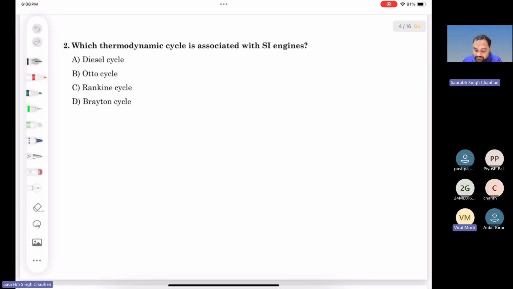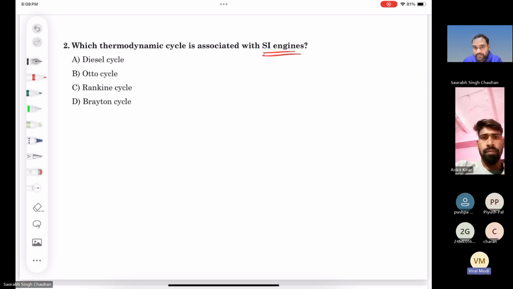Question number 2. It says which thermodynamic cycle is associated with SI engine or spark plug engine? Okay. So you know what is a thermodynamic cycle?